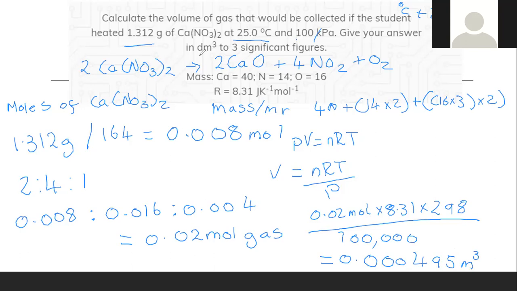We've been asked to put it into decimeters. So our final step is converting that to decimeters. I'm just going to do that here in this gap and do it in a different colour just so we can see it. So our final answer would be 0.495 decimeters cubed. You can see we've got a really complex multi-step process here to get there. So I'm going to leave that there for today.